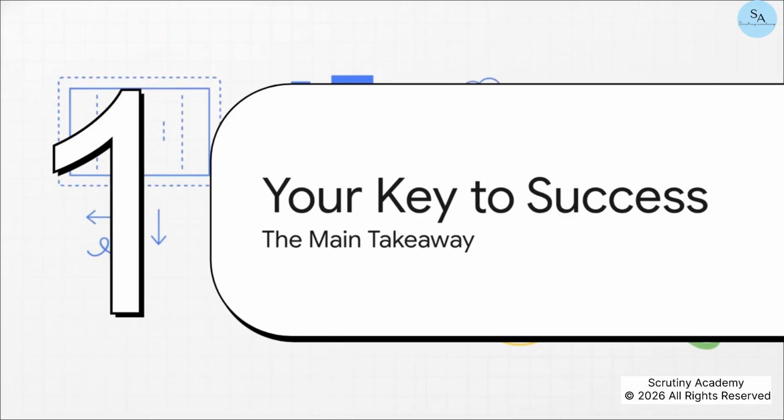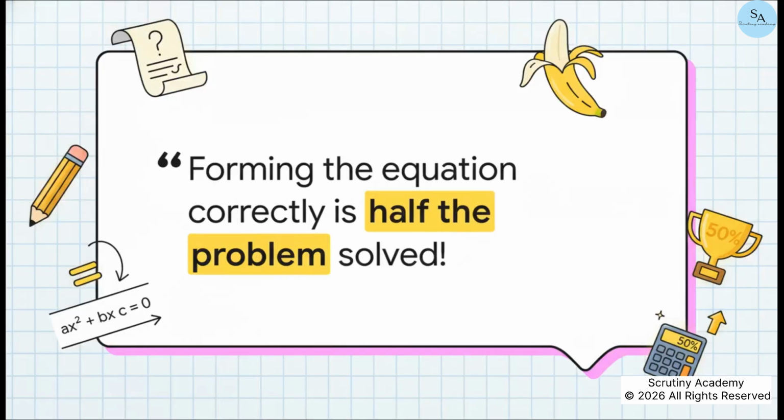All right, as we start to wrap this up, I want to leave you with the single most important idea from our entire discussion today. And here it is. Equation banana, half the problem solved, kardete. I'm serious. If you can read a complicated word problem and correctly turn it into a mathematical equation, you have already won half the battle. The rest is just simple calculation.